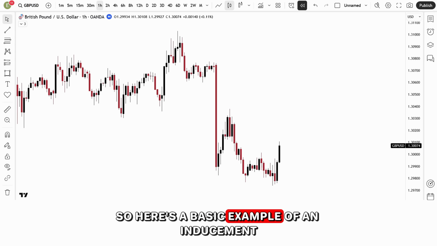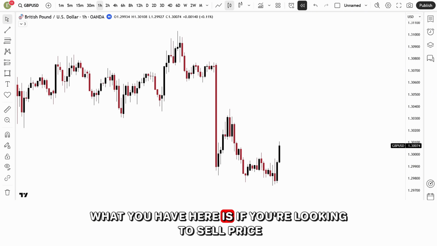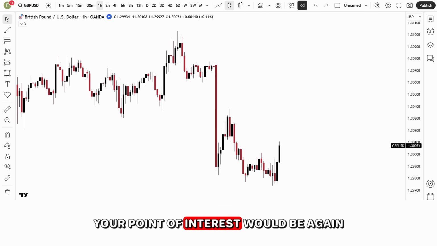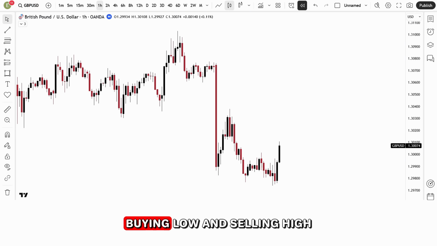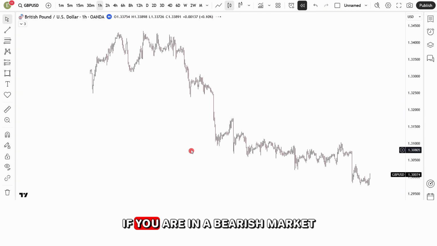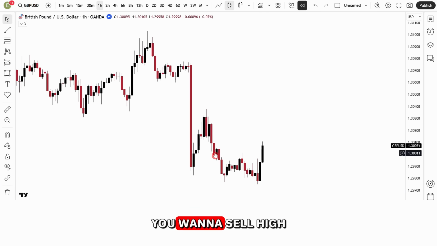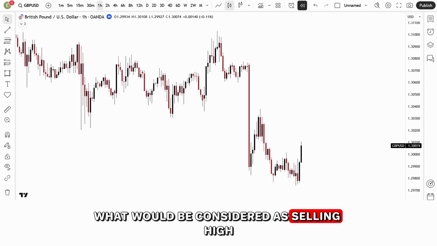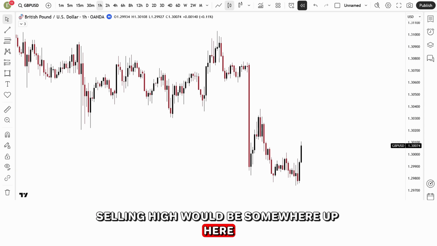So here's a basic example of an inducement. If you're looking to sell price, where would your point of interest be? Again, buying low and selling high. If you are in a bearish market, you want to sell high. What would be considered selling high? Selling high would be somewhere up here.